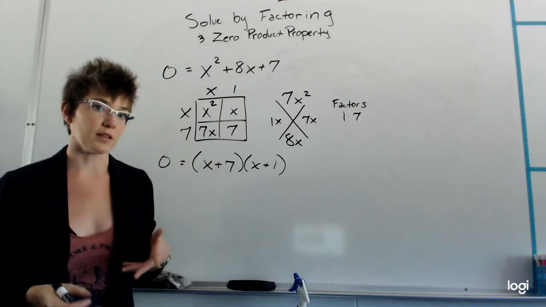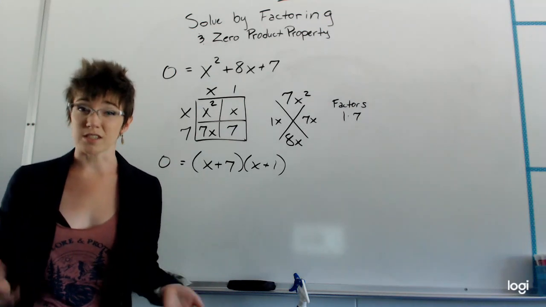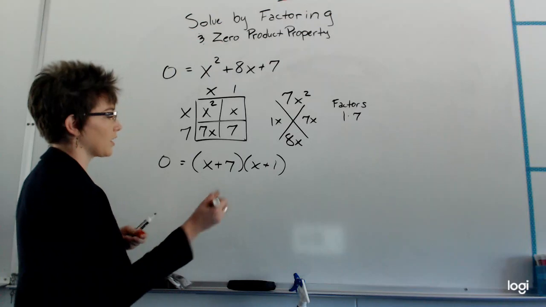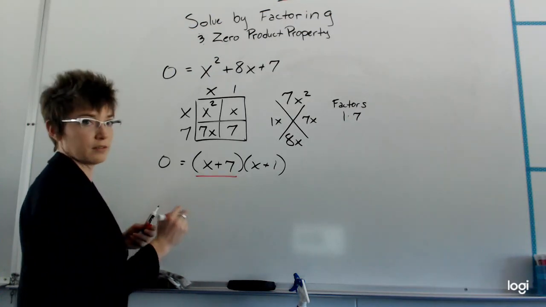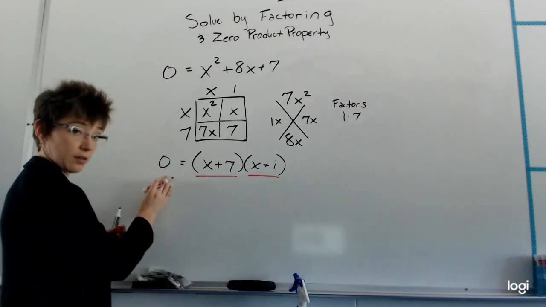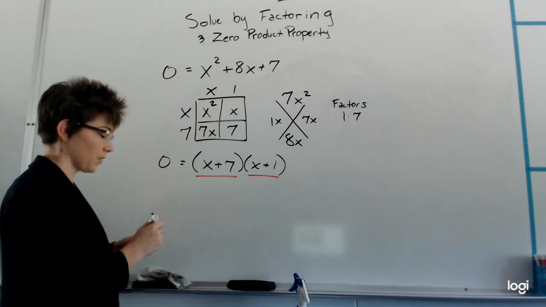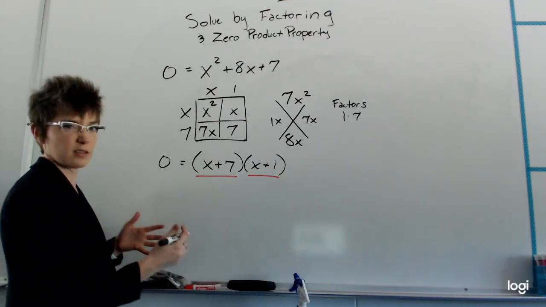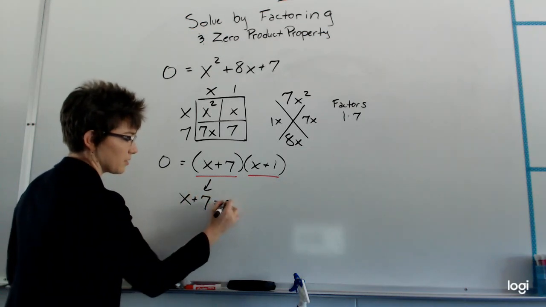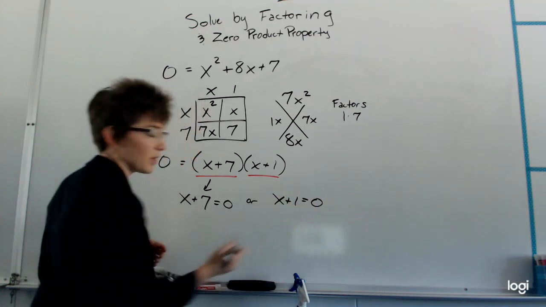Okay, so the other part of this lesson really goes back to this idea of zero product property, which is essentially to say that if I have two numbers being multiplied, and the two numbers in this case are x plus 7 and x plus 1, if those two numbers equal 0 when multiplied, then one of them had to be 0. That's just what zero product property tells us, right? So that essentially means that either my x plus 7 term had to be 0, or my x plus 1 term had to be equal to 0.